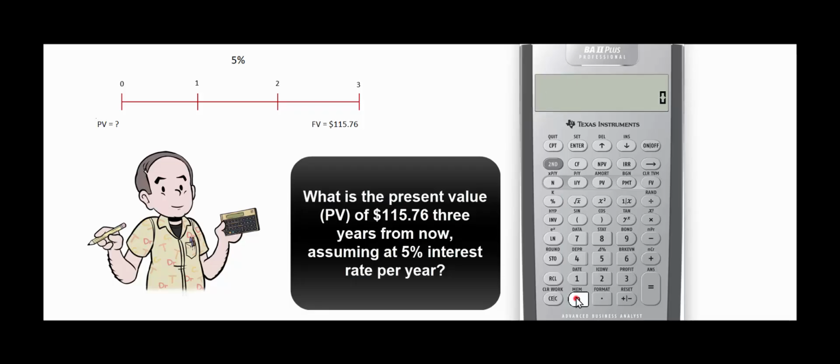There is no payment in the meantime. And the future value is 115.76. Let's change the sign on it, just so that when the calculator spits out an answer, it'll spit out a positive number for us. We'll hit compute PV, and sure enough, there's that $100.